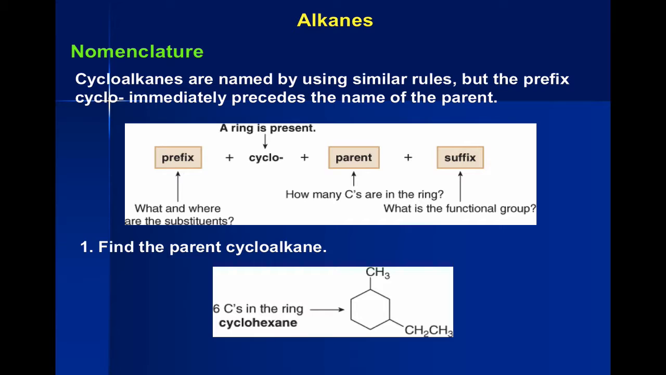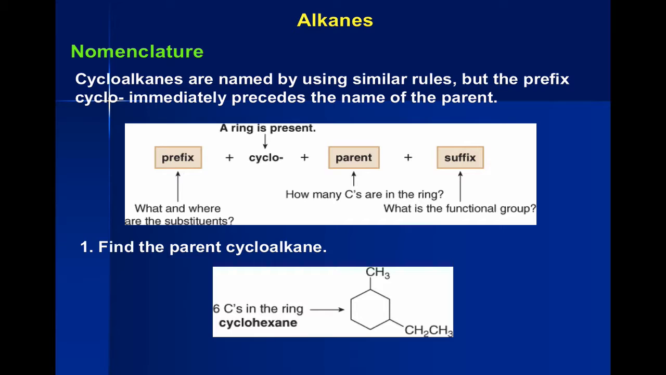We didn't quite get to the nomenclature of cycloalkanes. We know that from last time we have a few things that all names have, right? They're going to have a prefix, a parent, and a suffix. What does the prefix tell us? The substituents and where they are, right? What does the parent tell us? Longest chain. And the suffix?